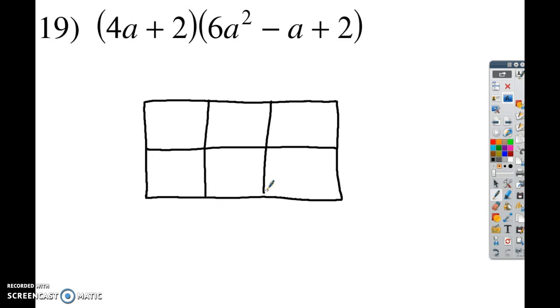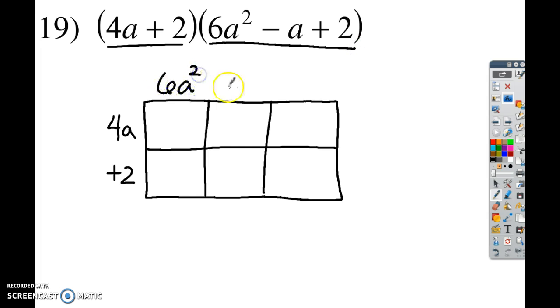And then you just start. This one's the one with the 2 terms right here. So you would put 4a plus 2. That's this one. You put it on the side. And then the trinomial, 6a squared minus a plus 2 goes right here. 6a squared minus a plus 2. And if you want to make sure that you remember that that negative a is a negative 1a, then you can put the 1, the invisible 1 there.